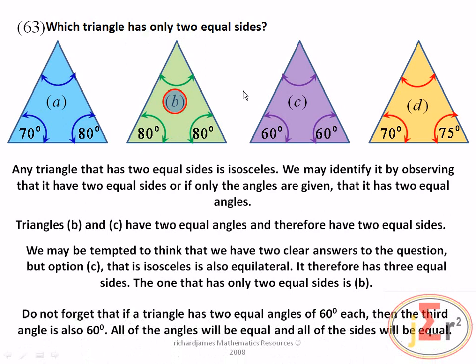Do not forget that if a triangle has 2 equal angles of 60 degrees each, then the third angle is also 60 degrees. All of the angles will be equal and all of the sides will be equal.